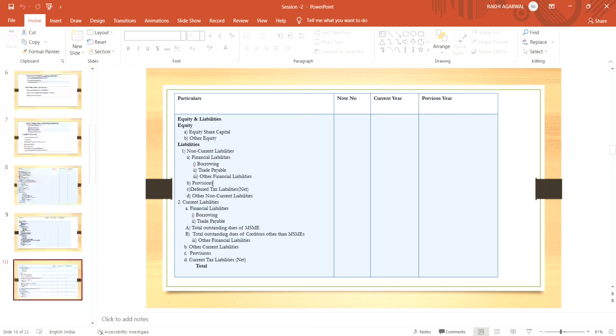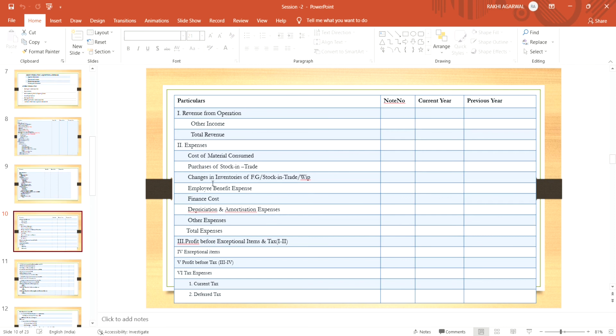Then comes how we will prepare the presentation of PL as per Ind AS. We will show the revenue from operations on the face of PL, then we will disclose other income, total revenue, then we will show all the expenses, that is cost of material consumed, purchase of stock in trade, change in inventories, employee benefit expenses, finance cost, depreciation, amortization, other expenses, and total. In this way we will disclose.